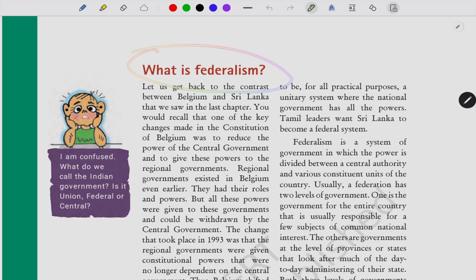We begin with what is federalism? Let us get back to the contrast between Belgium and Sri Lanka. In the last chapter, we learned that Belgium used power sharing to divide power between the communities, the Germans, the Dutch speaking, and the French, and they smartly avoided civil war. But in Sri Lanka, the Sinhala speaking community passed some majoritarian laws and asserted their dominance over the Tamil people. So the Tamil people and the Sinhala people went into a civil war that caused the death of many. Okay, that we saw in the last chapter.